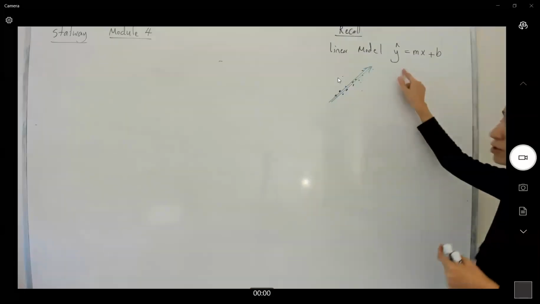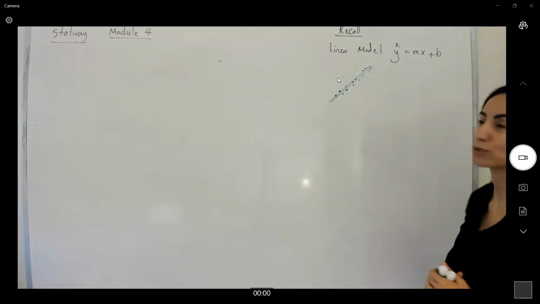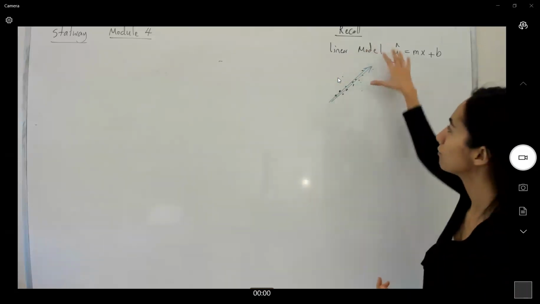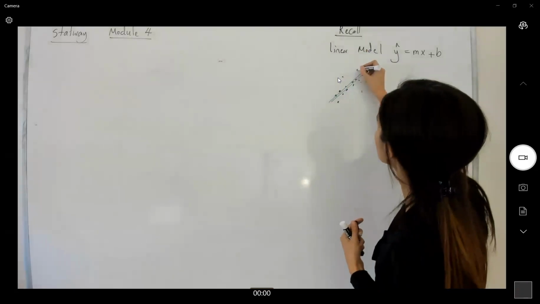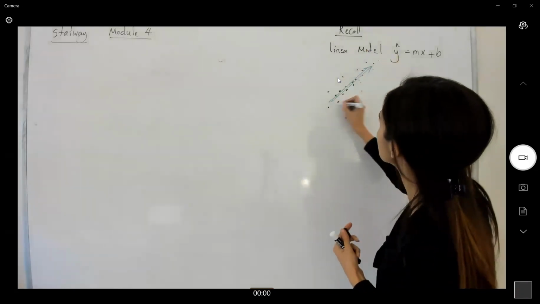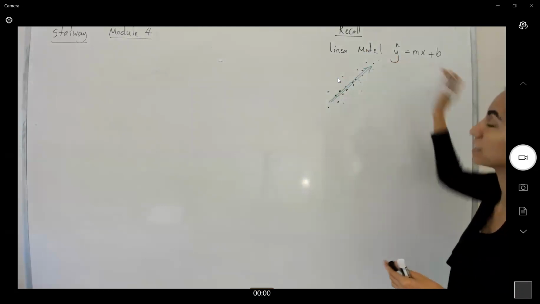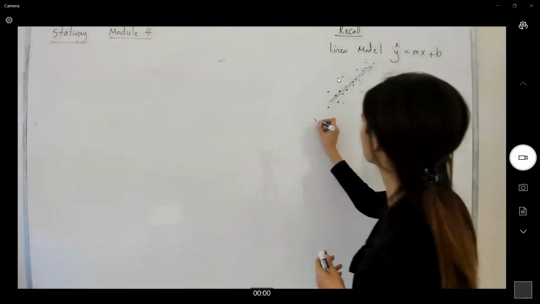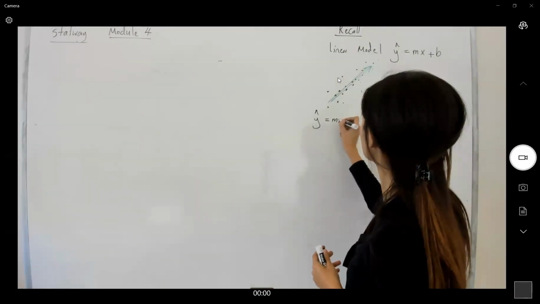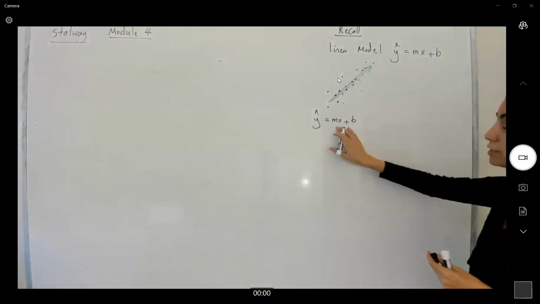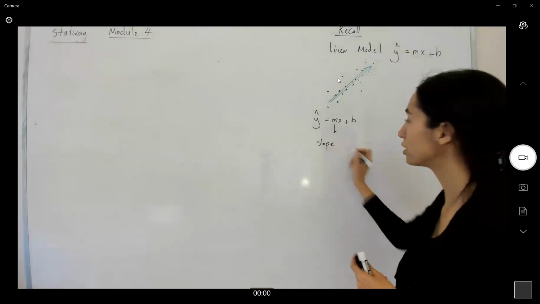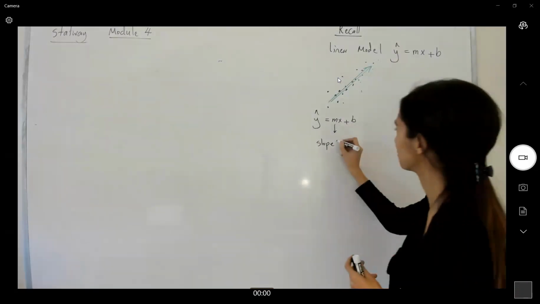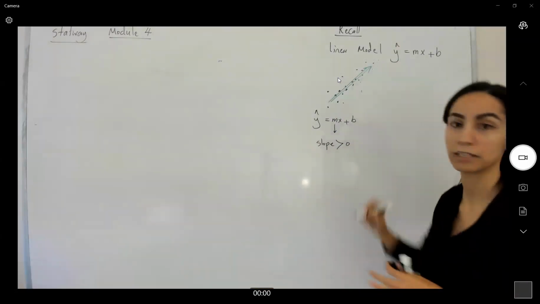So a linear model was defined as y hat equals mx plus b. If you have a scatter plot, some points with some noise, and they follow a linear pattern, y hat equals mx plus b, we use that. In this case, your m, as slope or average rate of change, is positive. So that's why we had an increasing line.